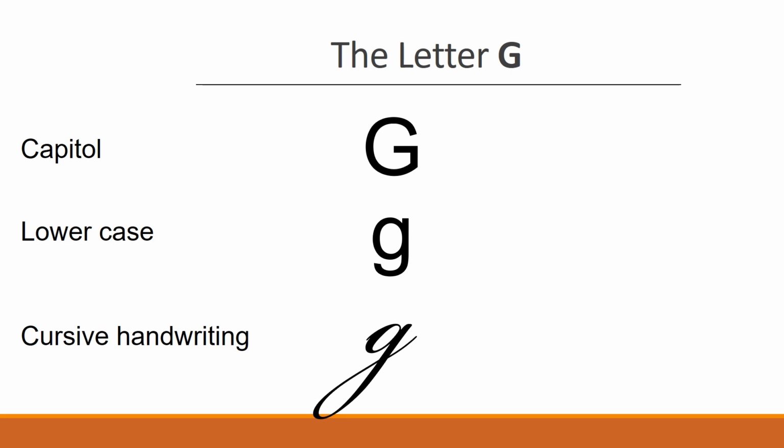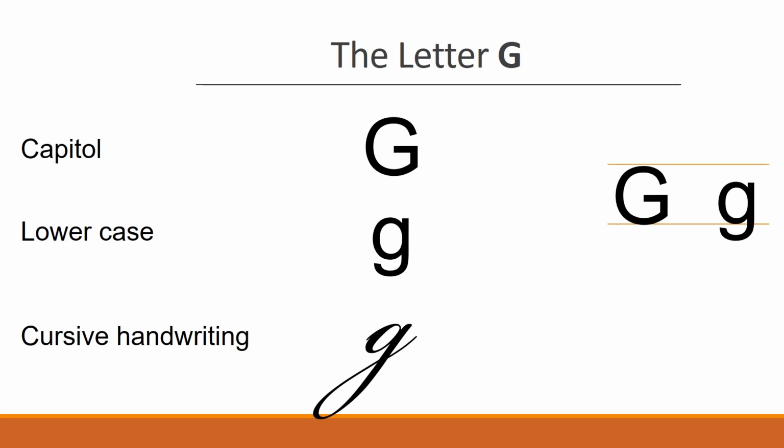The letter G. G looks like a circle with a bit of a hook in the middle. It's kind of like an upside down lowercase e, but it's just a little bit different. The lowercase g has a hook that extends down below the bowl. And the cursive handwriting, you can see it extends a long way down.